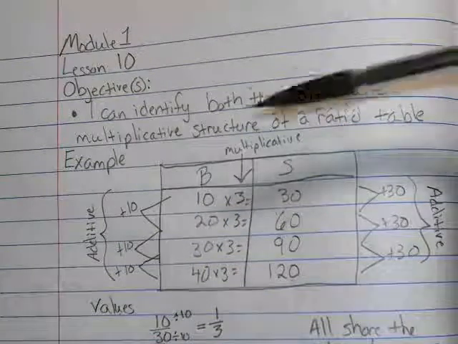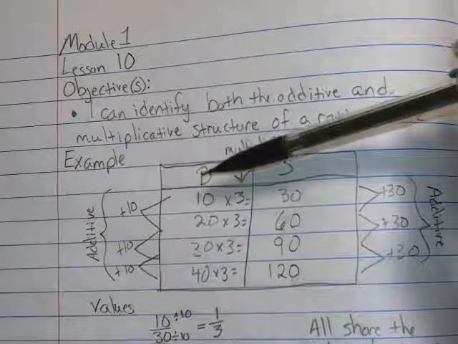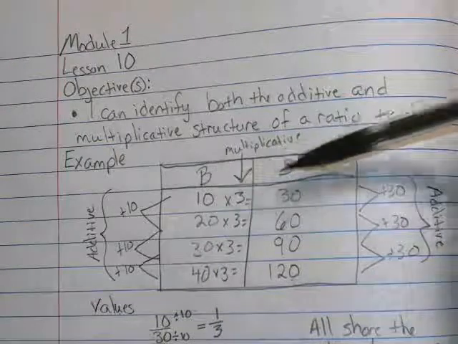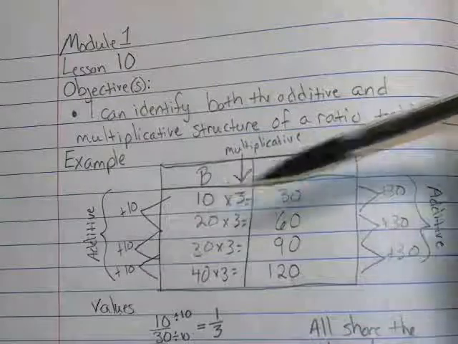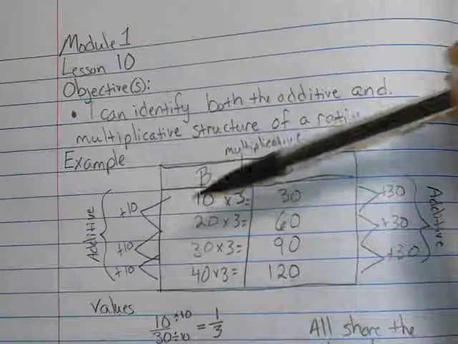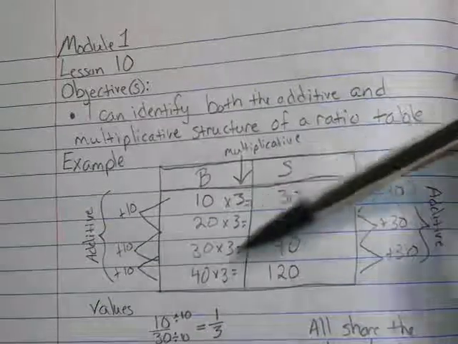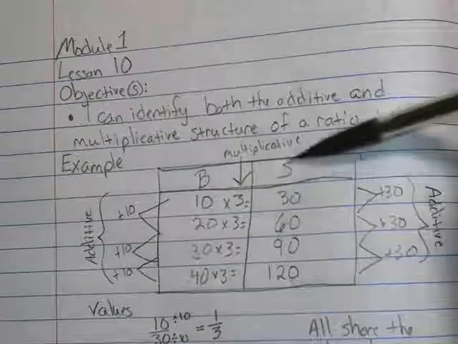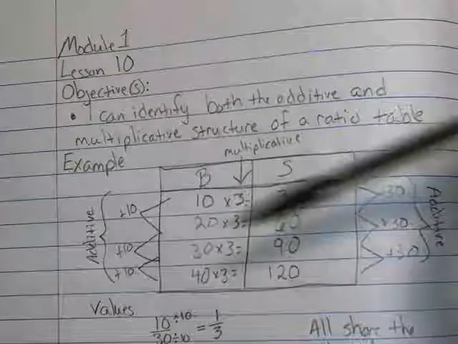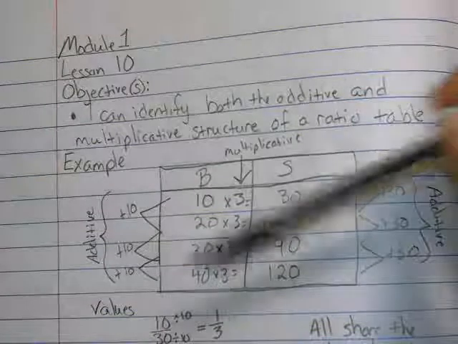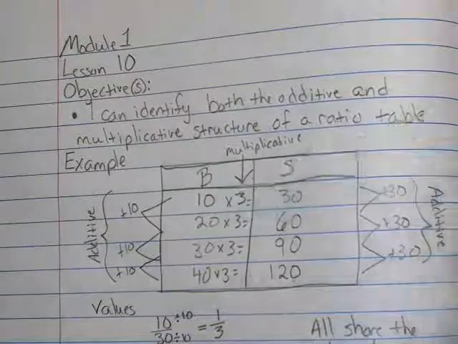The multiplicative is the number that gives the relationship between the first number in our ratio and the second number in our ratio. The first number in this ratio is 10, and the second number is 30. So 10 times 3 gave me 30. As long as that number is the same all the way down, that's what we would call the multiplicative. 10 times 3 is 30, 20 times 3 is 60, 30 times 3 is 90, and 40 times 3 is 120. Therefore, the multiplicative is 3.